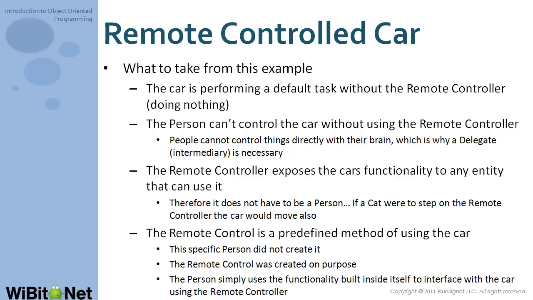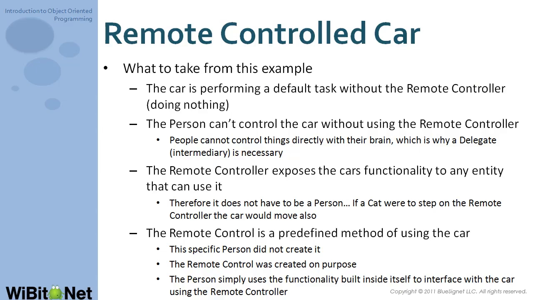Well, a couple things. One is that a car is performing a default task without the remote controller, and that is to do nothing. So the person can't control the car without using the remote controller. The person had to have consumed that remote controller, or that delegate function, because we can't control with our mind. The kid, well, not yet, not until the Apple II comes out. You can't control it with your mind. But the remote controller allows the person to control it through an intermediary.